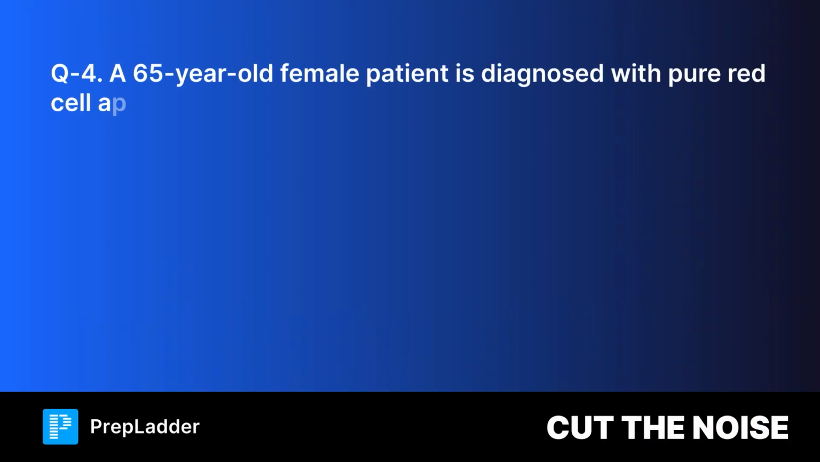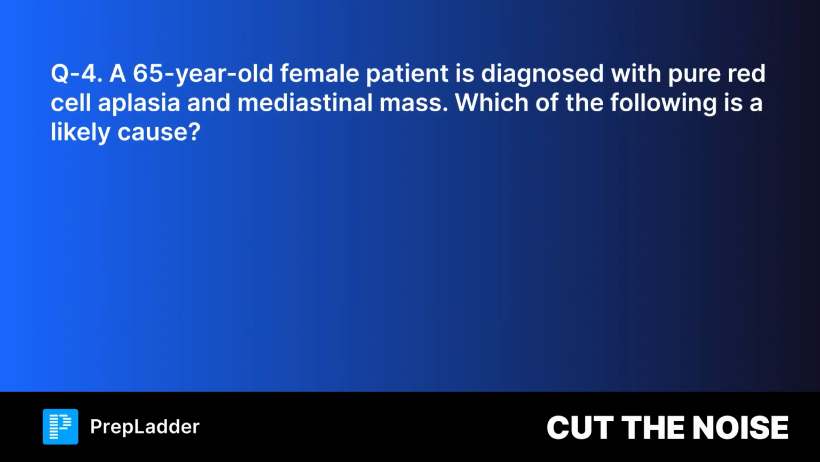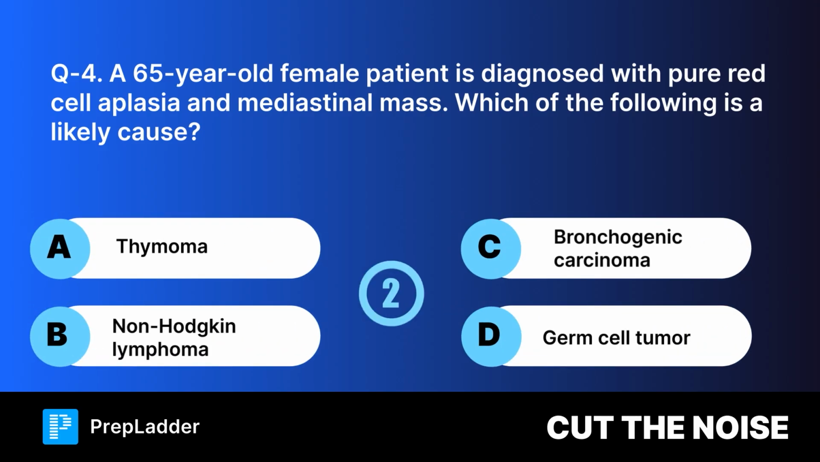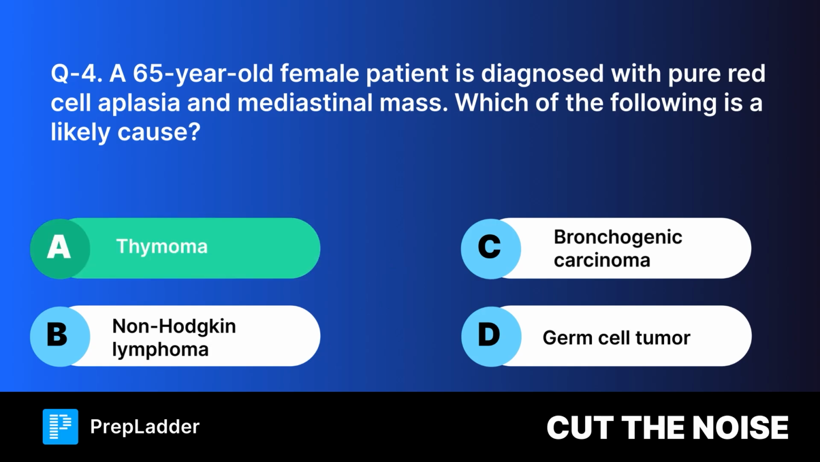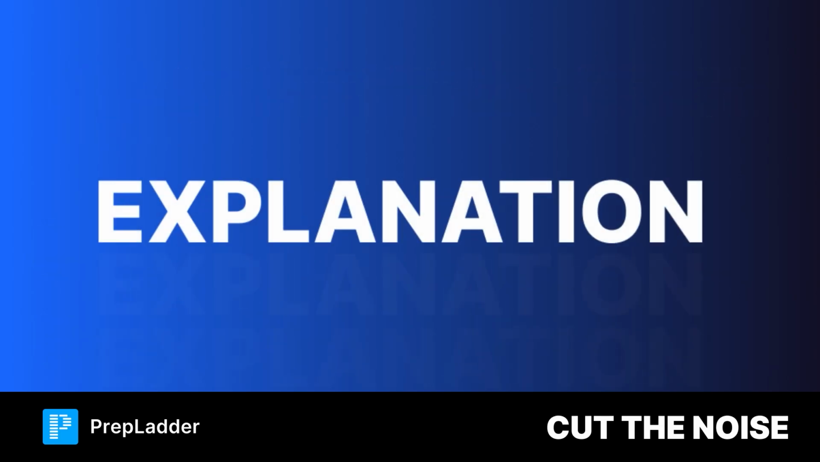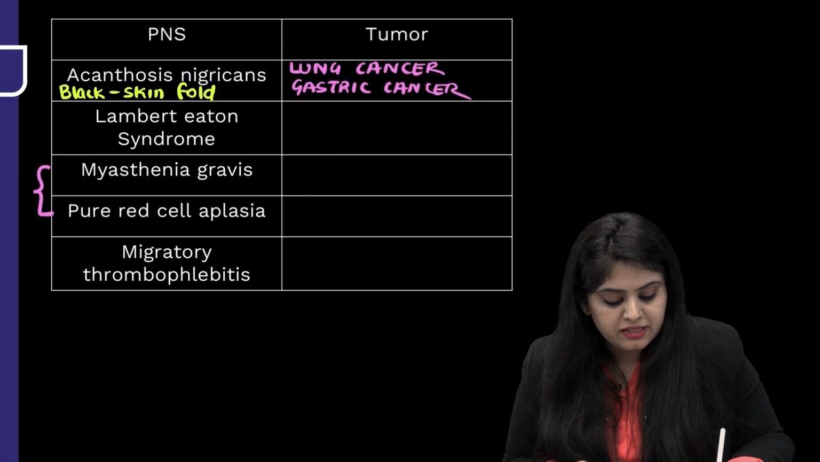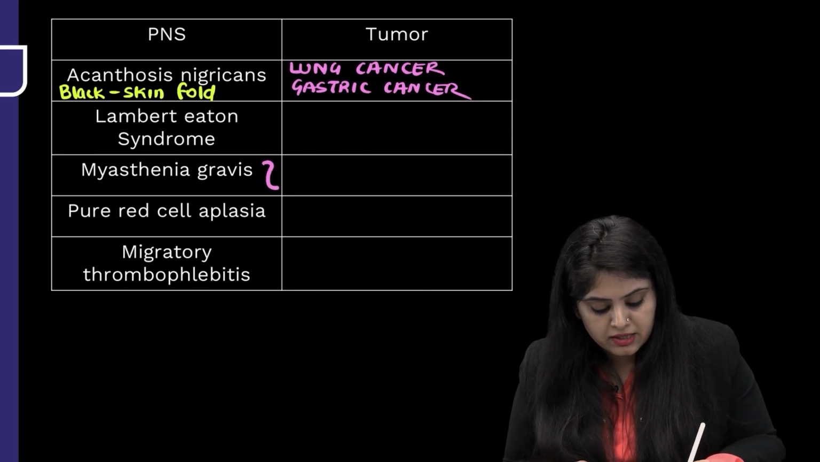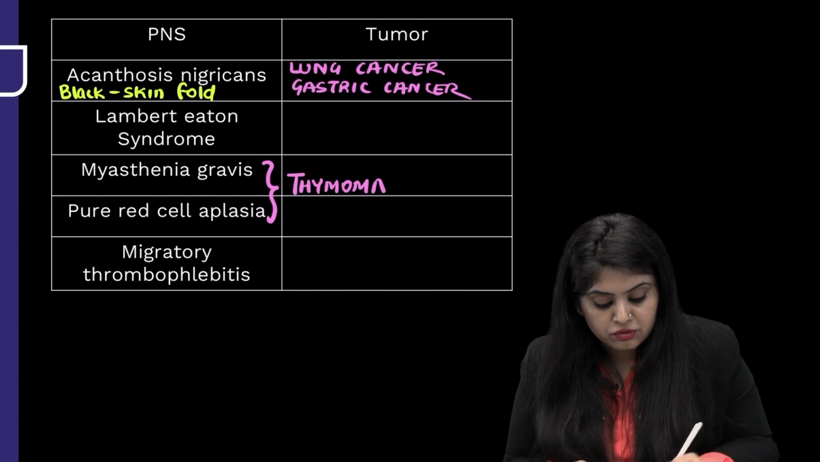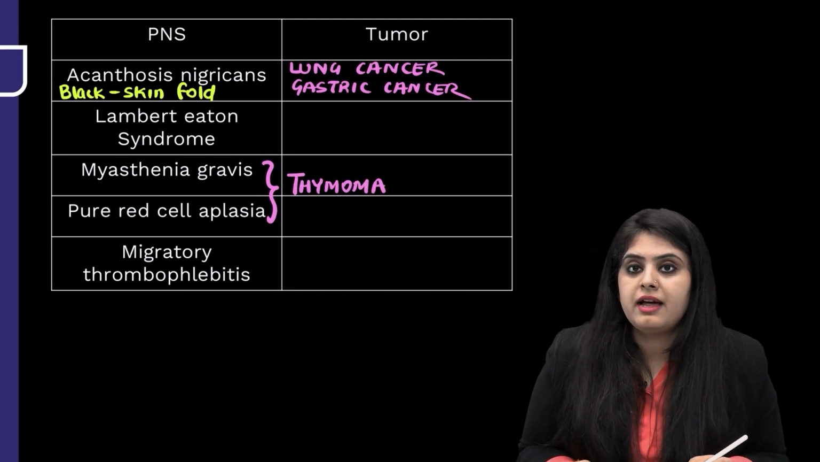Question number 4. A 65-year-old female patient is diagnosed with pure red cell aplasia and mediastinal mass. Which of the following is a likely cause? Your options are. And the correct answer is thymoma. Here is the explanation. Myasthenia gravis and pure red cell aplasia. Why am I putting them together? Because they are the only few questions that I get on a thymus gland tumor.